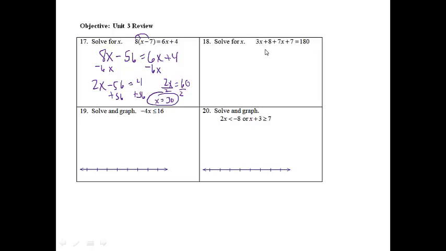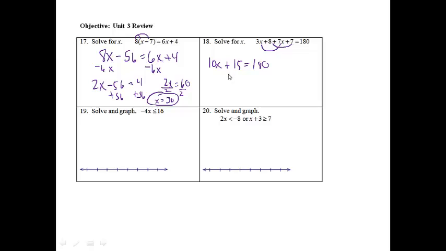All right, next one to solve for x. The first thing that I want to do on this one is just combine like terms. So I'll put 3x and 7x together. That will give me 10x. I don't need to do minus 7x because they're both on the same side. And then I'll put the 8 and the 7 together. 8 plus 7 is a positive 15, and then I'll get equals 180.